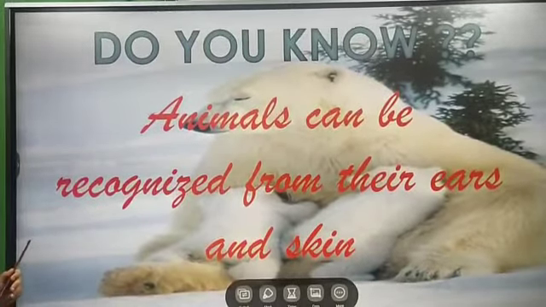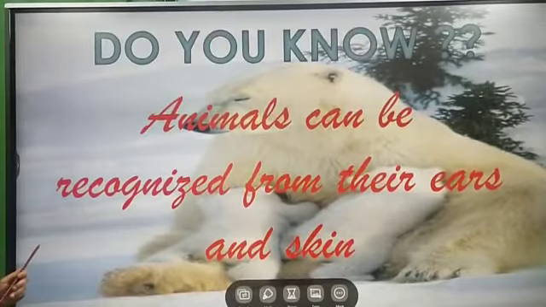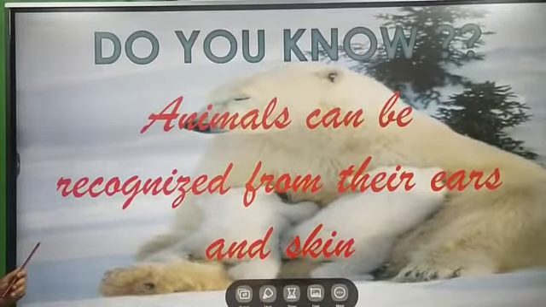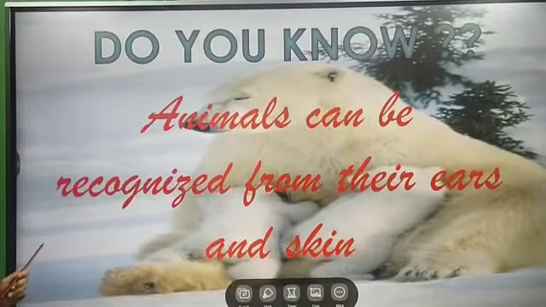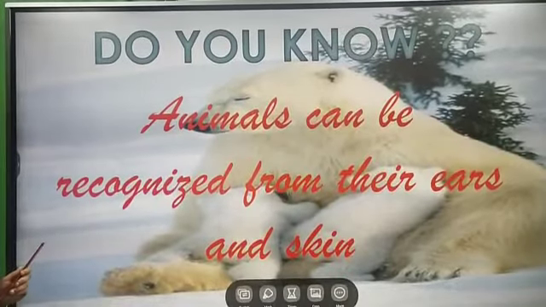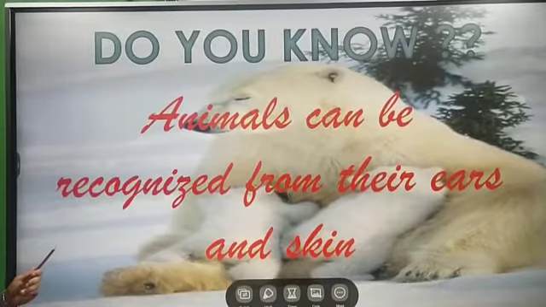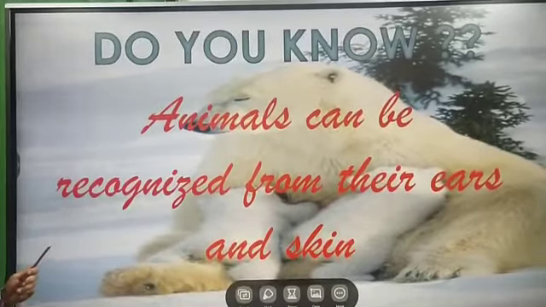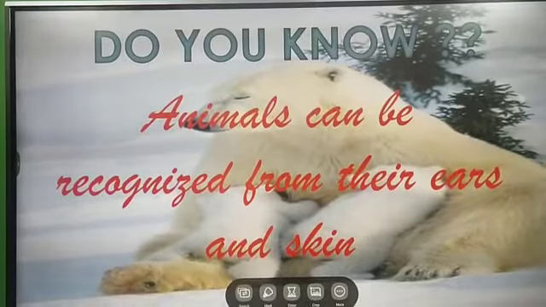Close your eyes with me and imagine you are seeing a zebra. So what comes in your mind? You see those black and white lines in front of you. Why is it so? Because we see the skin of the animal, which helps us to identify it, and we also observe the ears.